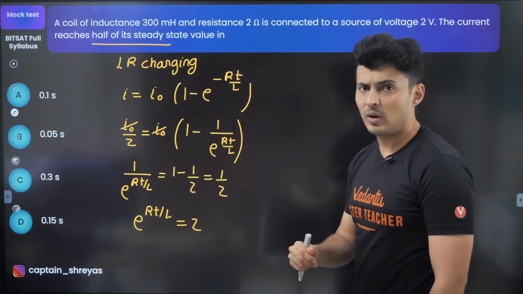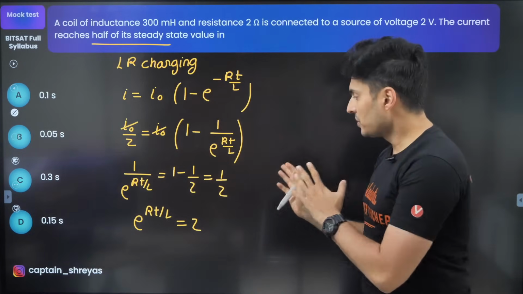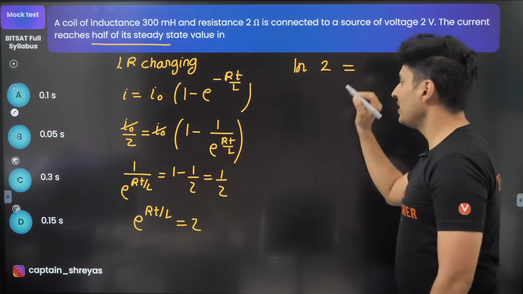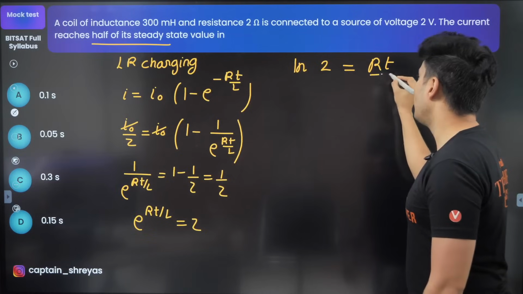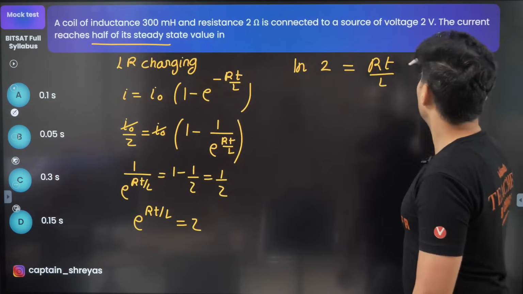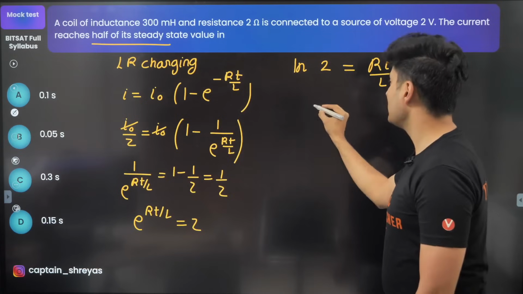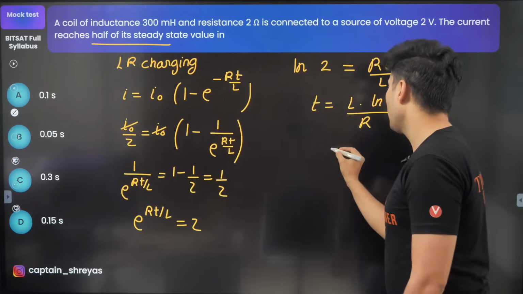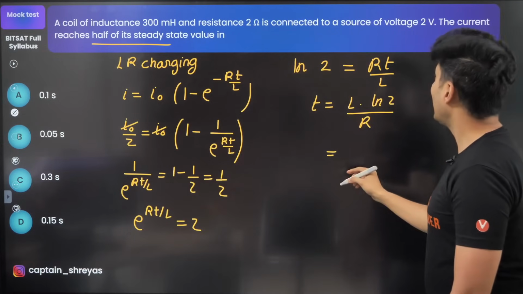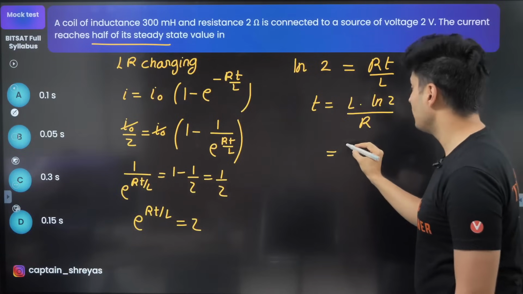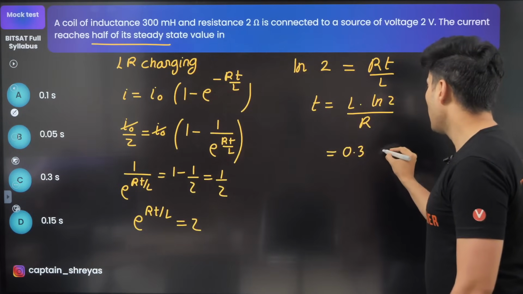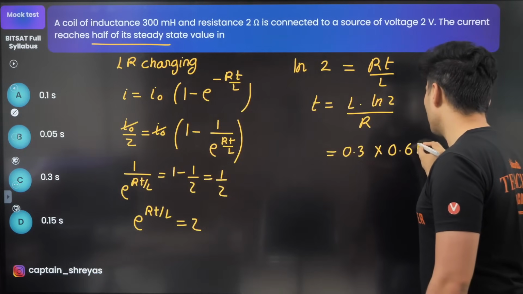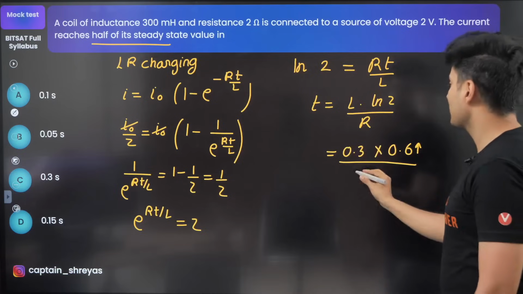Now use the definition of log. E raised to something is some number like 2. That means the log of 2 to the base e will be nothing but RT by L. Now the question is, what is the time taken to reach that point? So T is asked. T will be L times log of 2 to the base e divided by R. Now it's just a matter of substitution. L is given to be 300 milli, that means 0.3 Henry. Log of 2 will be slightly more than 0.6, right? And R value is given to be 2.